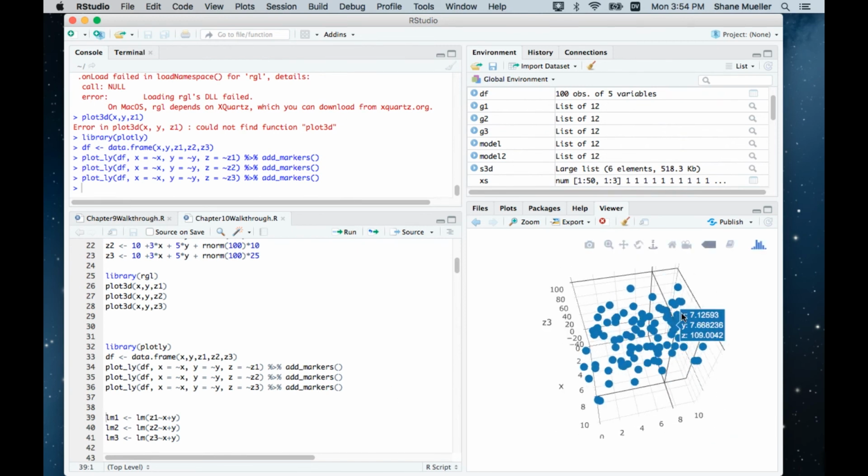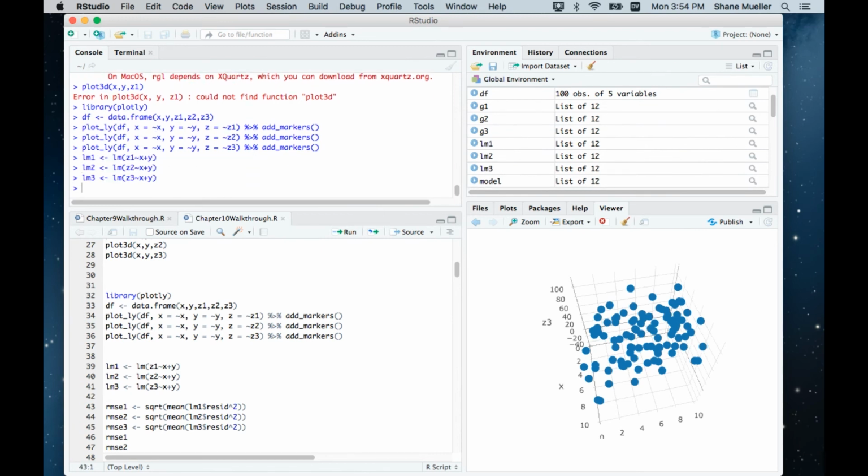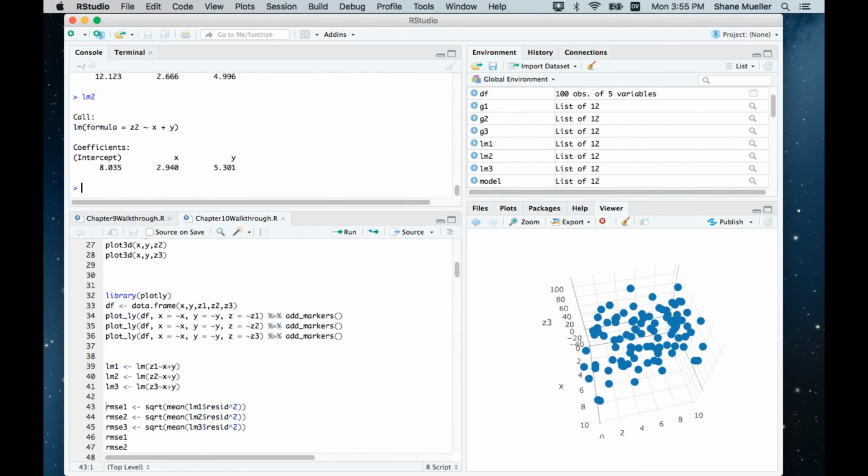In each case, the plane that describes this relationship is roughly the same because it was created with the same model. Intercept of 10, a slope in the x direction of 3, and a slope in the y direction of 5. But the noise is different in each case. So if I were to try to estimate those parameter values, I can do that. And well, let's look at LM1, LM2, and LM3.